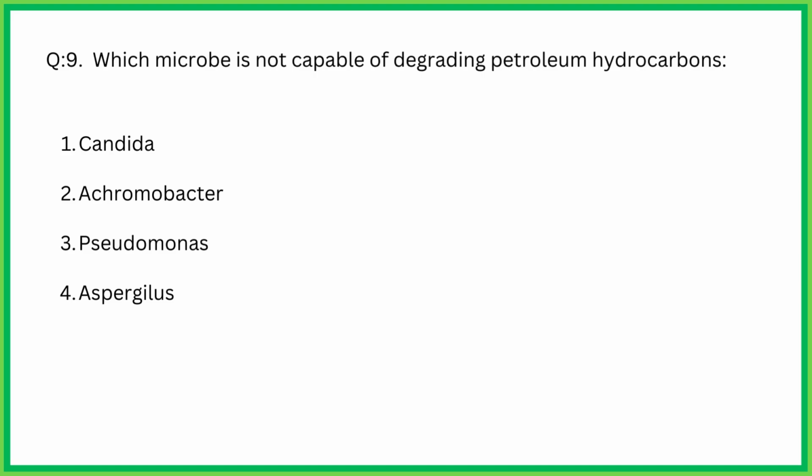The microbes are Candida, Pseudomonas, Aspergillus, and there are many more microbes which usually degrade petroleum hydrocarbons, and they are used in the bioremediation process too. But only Achromobacter will not take part in degrading petroleum hydrocarbons. So the correct option for this question will be option 2.